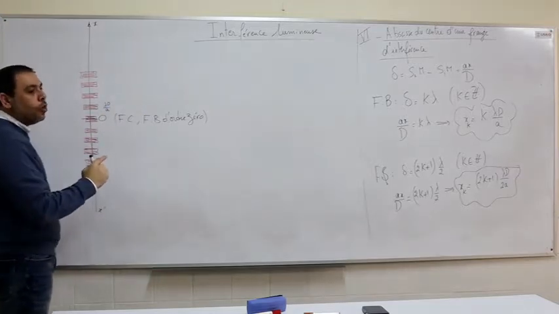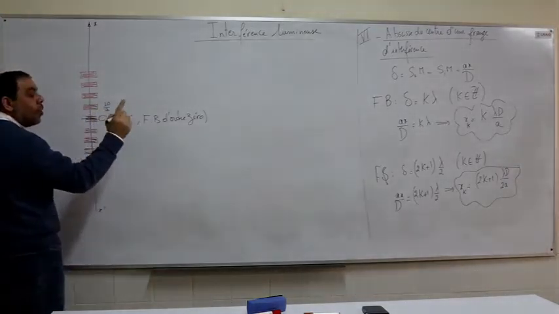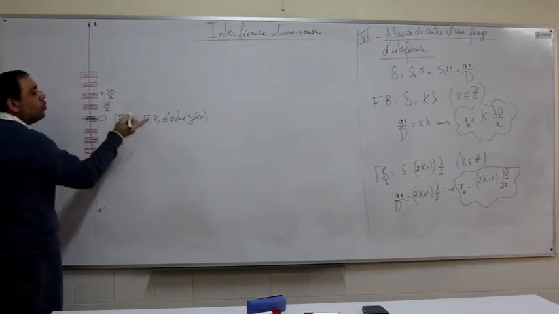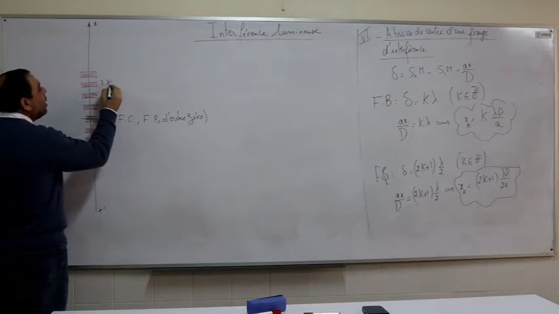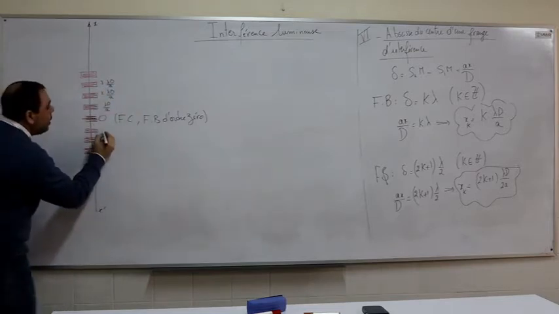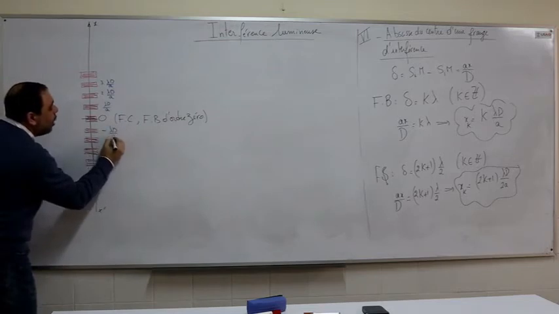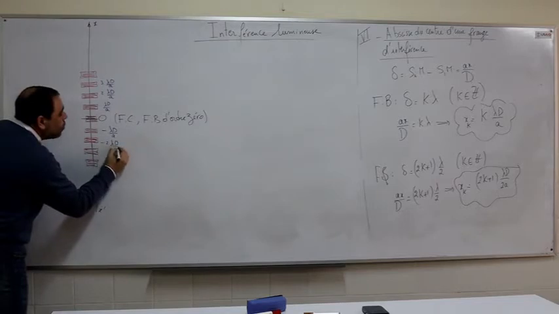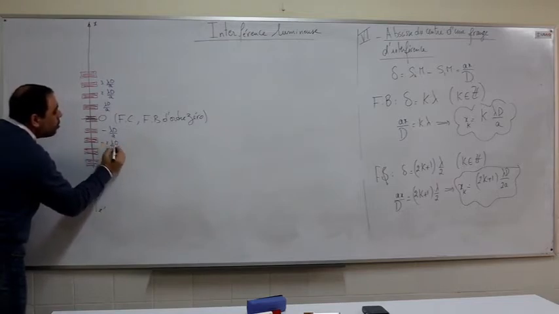Which is on the positive side. The bright fringe of order 2 corresponds to k equals 2, and we write 2 lambda d over a. Of order 3, 3 lambda d over a. Now for order minus 1, we write minus lambda d over a. For order minus 2, we write minus 2 lambda d over a, minus 3 lambda d over a, and so on.